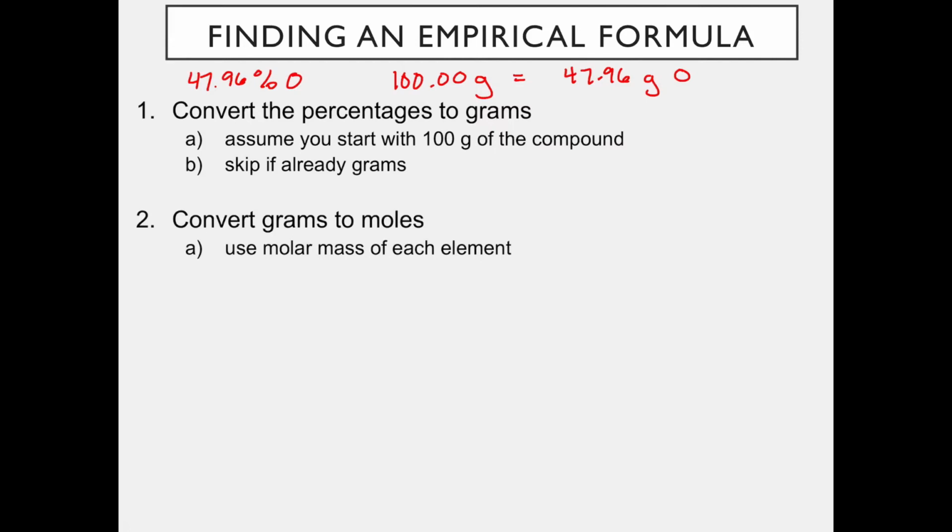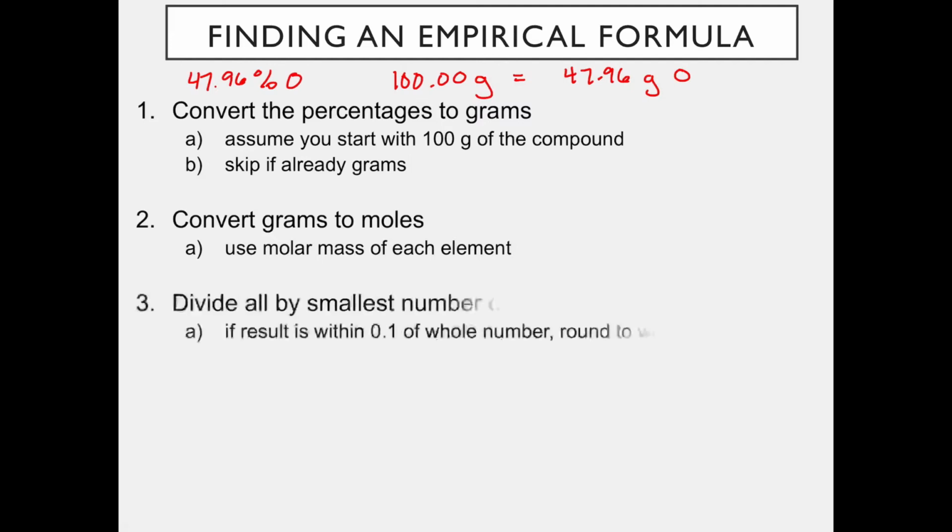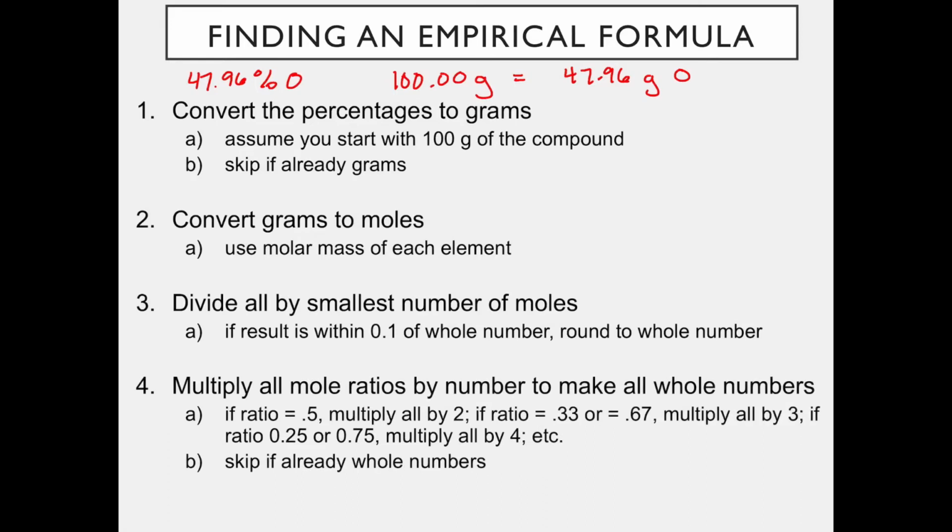Then you're going to convert grams to moles. You're going to do a bunch of little train tracks, and you're going to convert your grams into moles using the molar mass of each of the elements. So then instead of having grams of all of your elements, you're going to have moles of all of your elements. Then you're going to look and see which one of those gave you the smallest number of moles. And then you're going to take that number and divide all of the other numbers by that number.